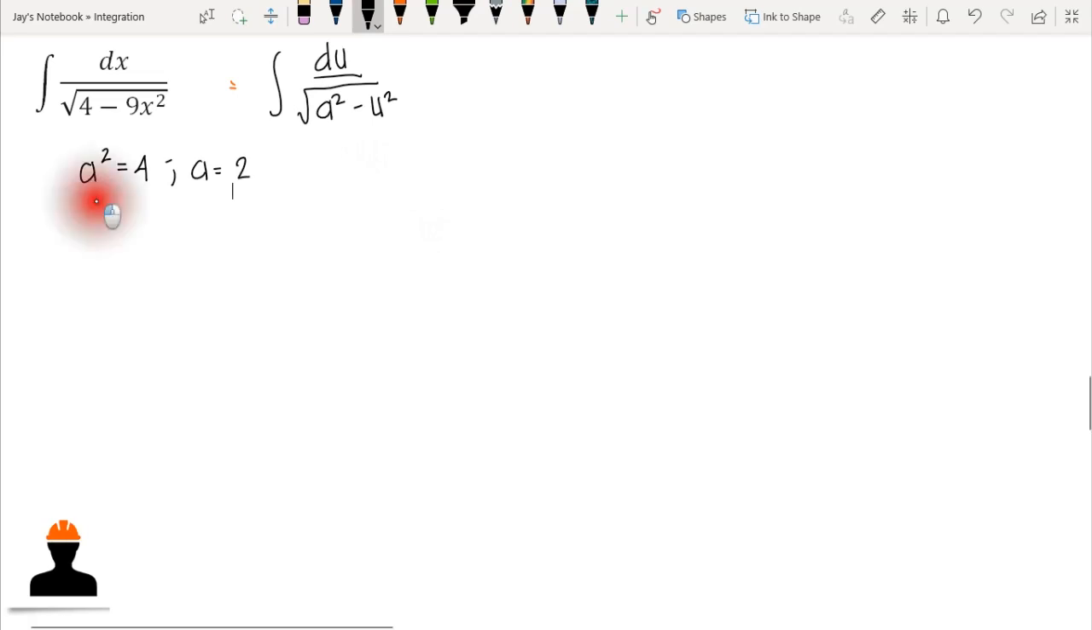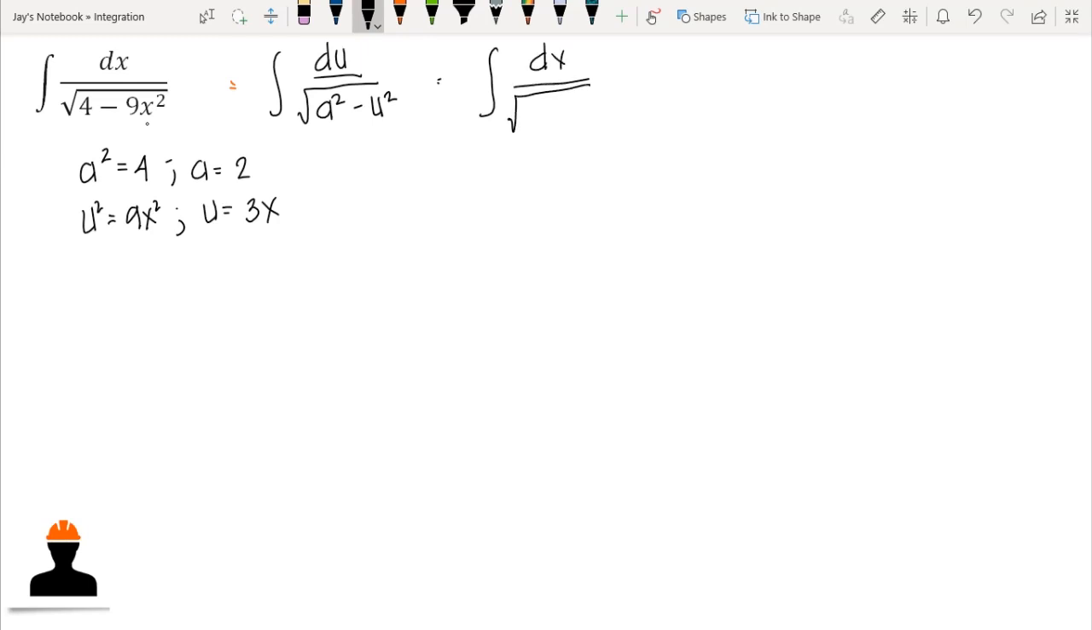Then our u squared is 9x squared. So therefore, our u is just the square root of 9x squared, which is 3x. We can rewrite this as dx over the square root of 2 squared minus (3x) squared, in which this one is our a and this one is our u.